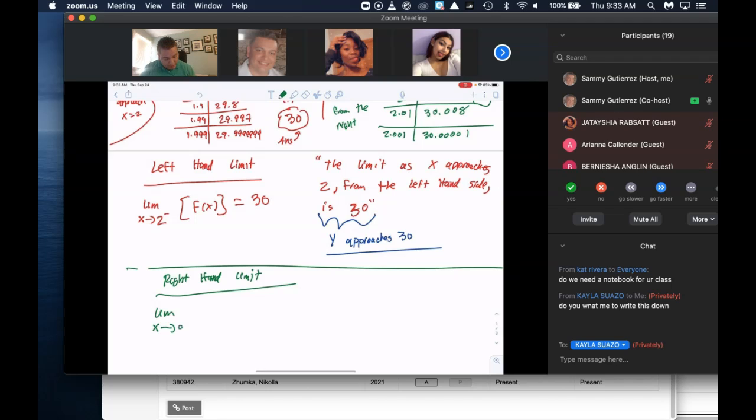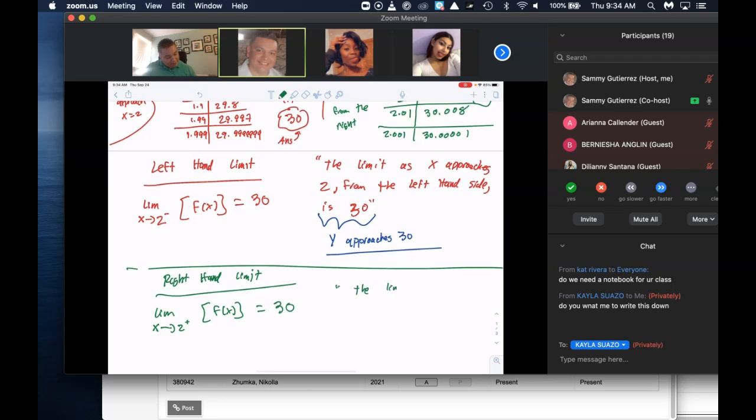Approaching. I'm writing the word right now. Approaches to from the right-hand side. We do a little plus. It's a subscript, above it, so if I didn't write it small enough, it's up in the numerator, like an exponent. Plus, right-hand side of the function f of x equals, and we also got 30.